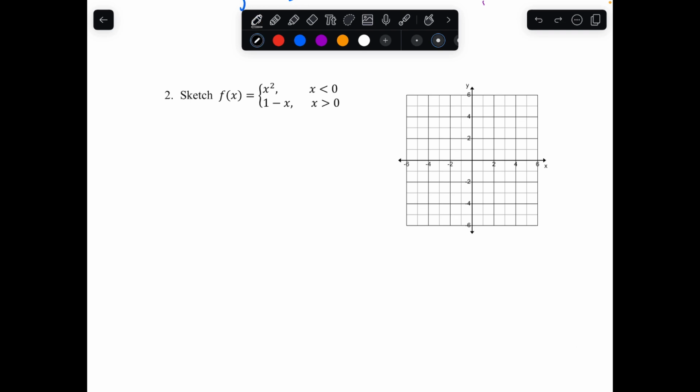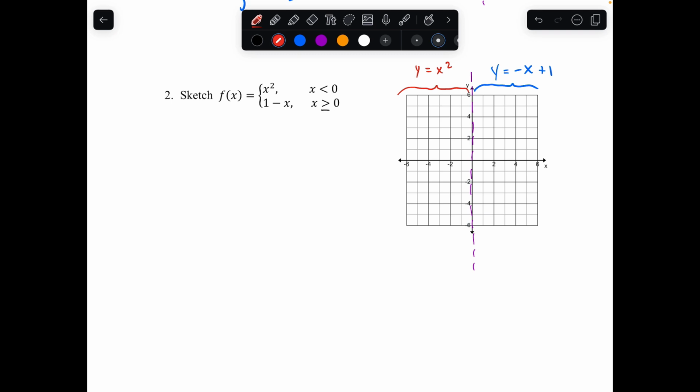Moving on to our last problem, we are splitting our domain up at 0. So I'm going to go ahead and draw another line to split up our domain. To the left of it, we're going to follow the rule that y is equal to x squared. And to the right of it, we're going to follow the rule that y is equal to 1 minus x. However, I'm going to rewrite it a little bit differently. I'm going to write it as -x plus 1.